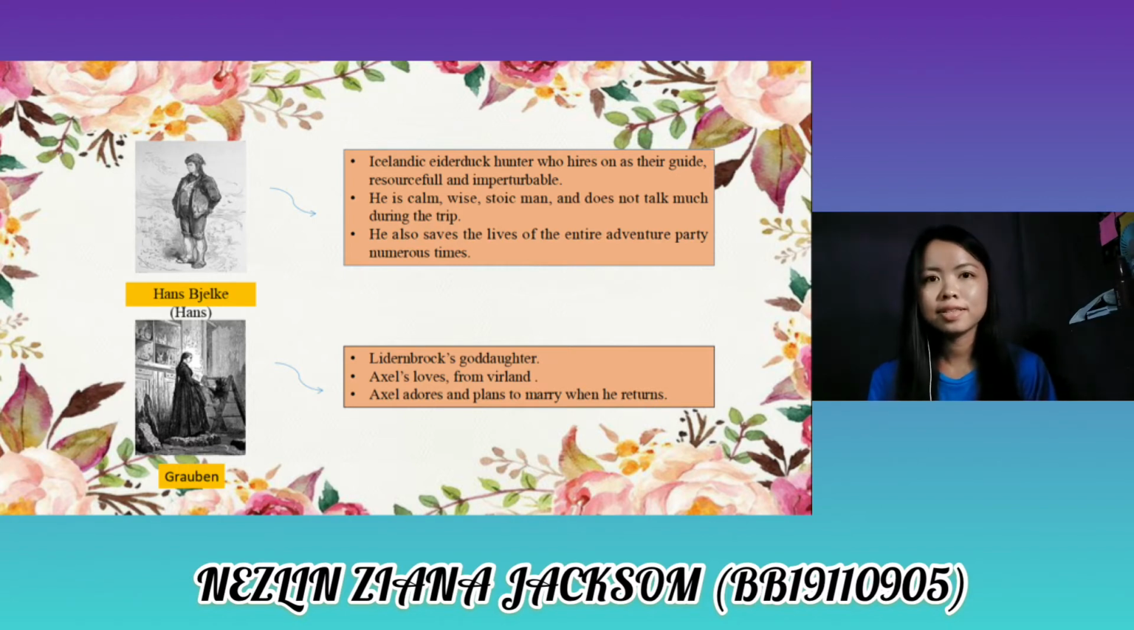The last character is Grauben. Grauben is Lidenbrock's goddaughter, with whom Axel is in love, from Hamburg, and whom Axel adores and plans to marry when he returns.